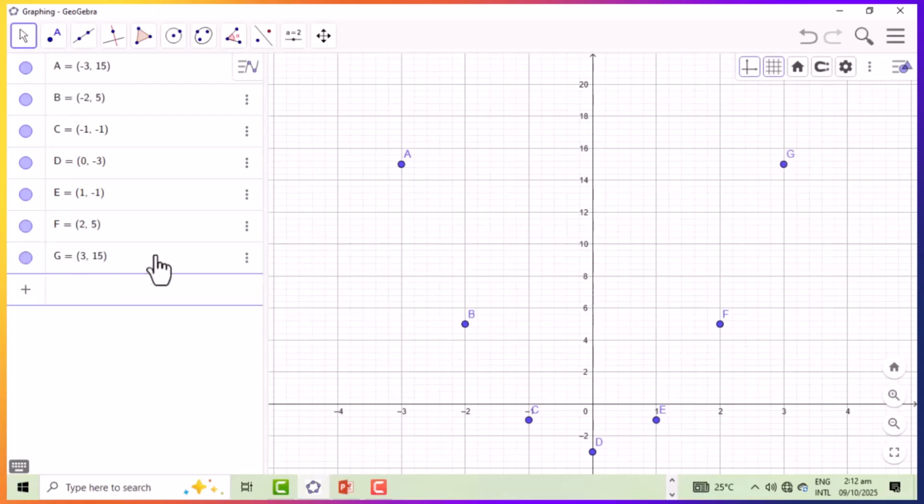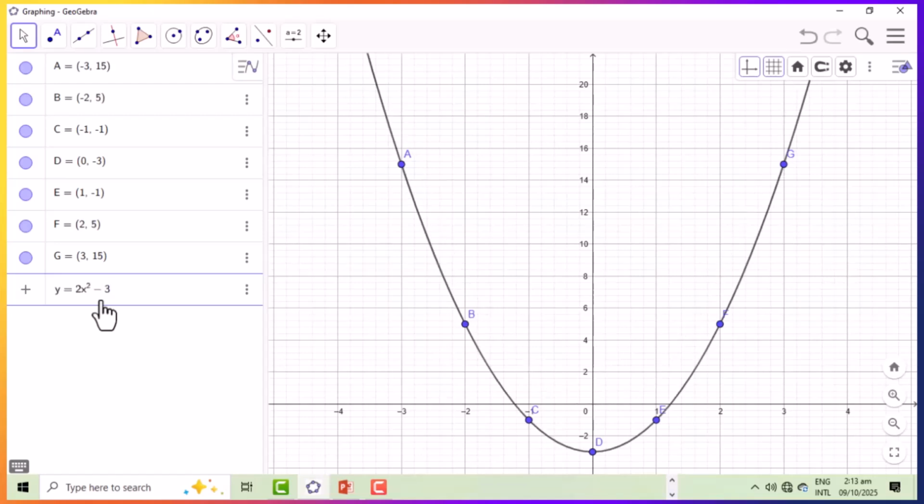The next point is labeled as G, 3, 15, also located nicely over here. So we were to draw the graph of this function using these points, and this was the equation for the function: y equals 2x squared minus 3.